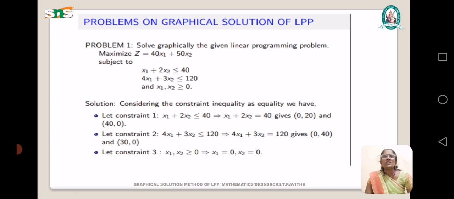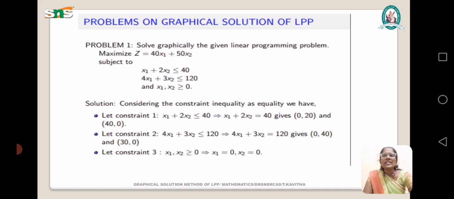Next, problems on graphical solution of LPP. Problem number 1. Solve graphically the given LPP. The problem is: maximize Z, Z is equal to 40x1 plus 50x2, subject to the constraints x1 plus 2x2 less than or equal to 40. Second constraint, 4x1 plus 3x2 less than or equal to 120. Third, the non-negativity restriction is given: x1, x2 greater than or equal to 0.